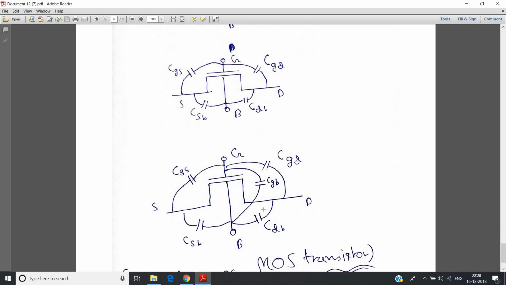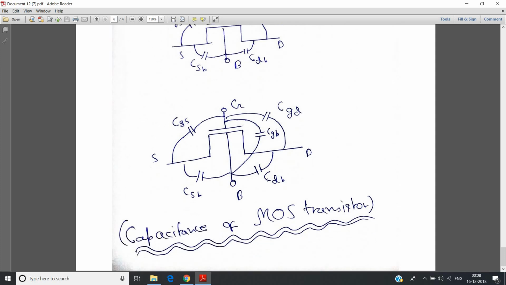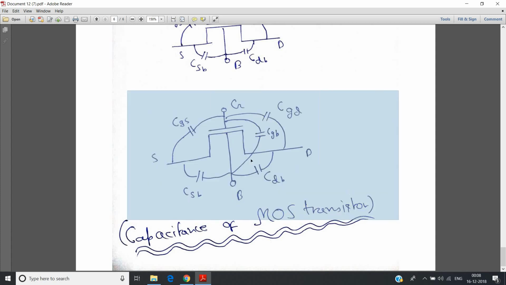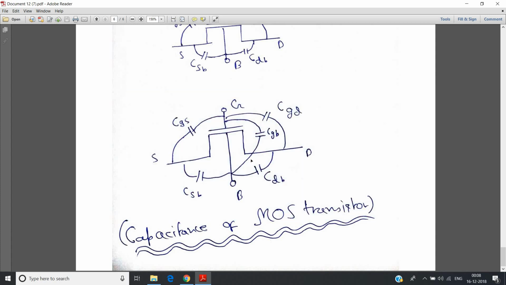Now we discussed that there is one capacitance, gate to body capacitance, which is made up of two different capacitances, gate to channel and then channel to body, right? If you combine those two series capacitances, we get gate to body capacitance. So gate to body connection is there. This is basically all the types of capacitance which are formed in the MOSFETs.